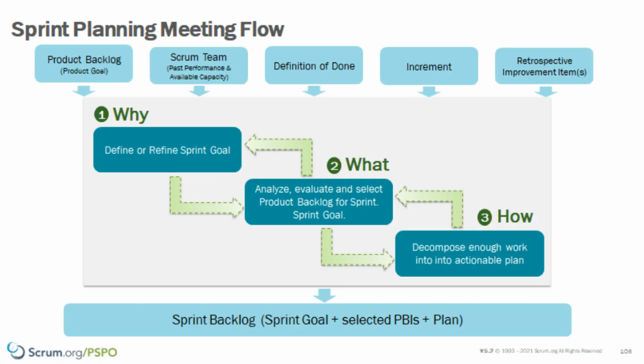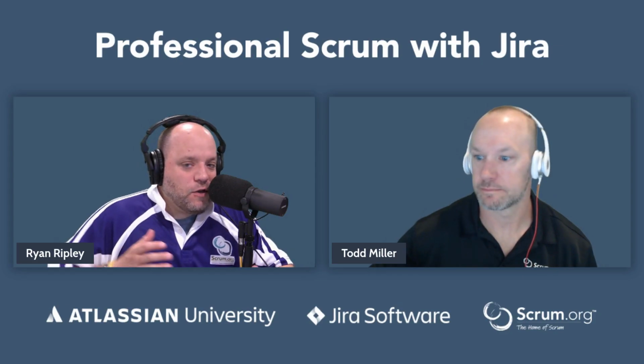So again, we're going to look at professional Scrum, see how we made the sprint come to life in Jira. We followed the professional Scrum path. And I think that's all we're going to cover in today's video. And so we really hope that you take these lessons to heart. The product backlog, the Scrum team, the definition of done, the increment, the retro improvements, they all come together in this why, what, and how discussion. We're going to end up building the sprint backlog as Todd demonstrated. And you know what? It's going to set us up for the best possible chance of success in the upcoming sprint.